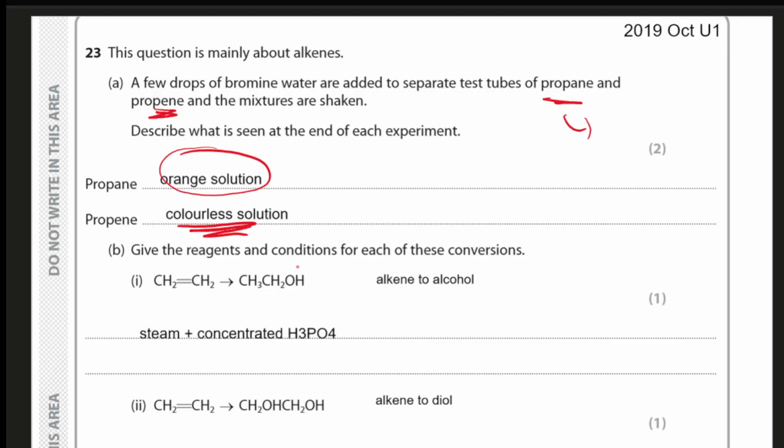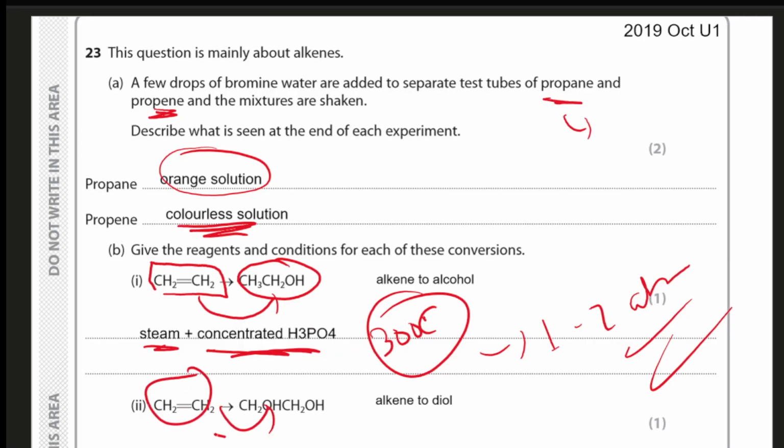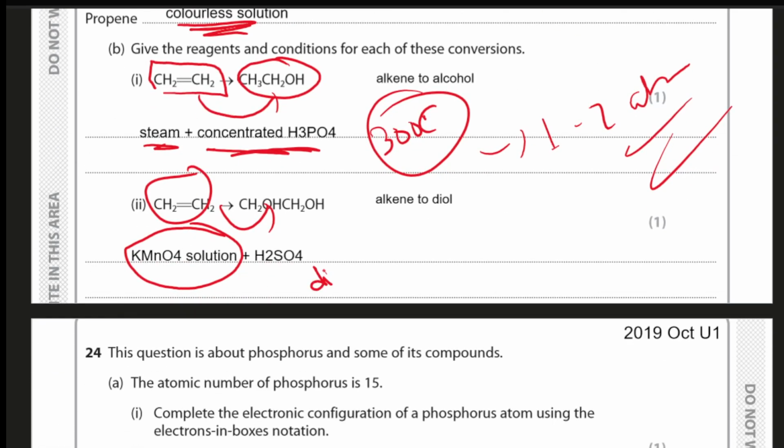Again, for conditions, we can clearly see an alkene is being converted to an alcohol. A little while back we saw, if you want to convert an alkene to an alcohol, we require steam and concentrated H3PO4 at 300 degrees Celsius and 1 to 2 atm pressure. If you want to convert an alkene to a diol, we require a stronger oxidizing agent, for example KMnO4 solution, potassium manganate(VII), along with dilute acid. Always remember these reagents, because these are very important, like I said a little while back, for organic synthesis of unit 1.